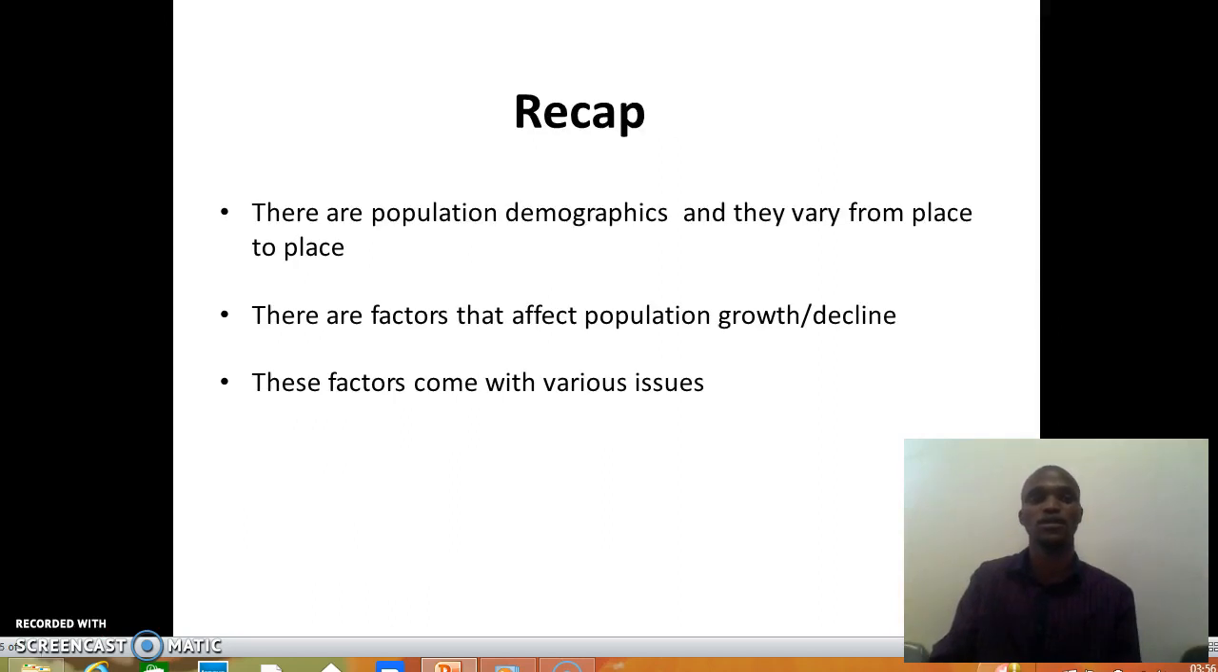for people. So from the top, I think we touched on the population demographics, and also said that they vary from place to place, and also said that there are factors that affect population growth and decline, and these factors come with various issues.